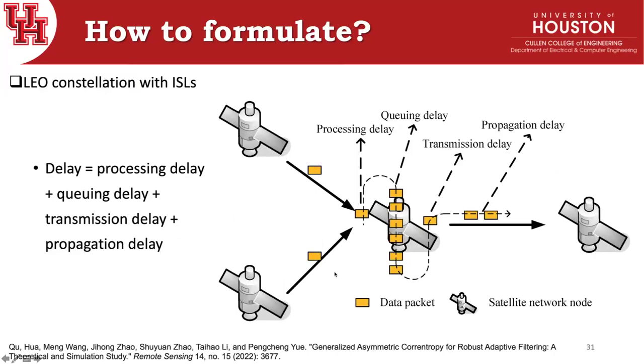And secondly, I will talk about the LEO constellation with inter-satellite links. As we know, the delay equals the sum of four delays: processing delay, queuing delay, transmission delay, and propagation delay. In most of our systems, we consider mostly the transmission delay, but for satellites, the propagation delay also plays a very important role because the distance between the satellite and the user, or between two satellites, is very long. So this one is also taken into account.